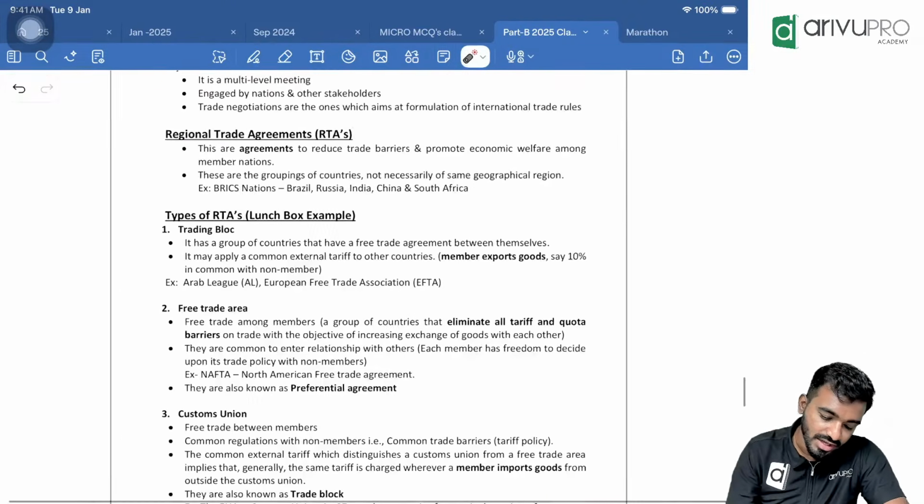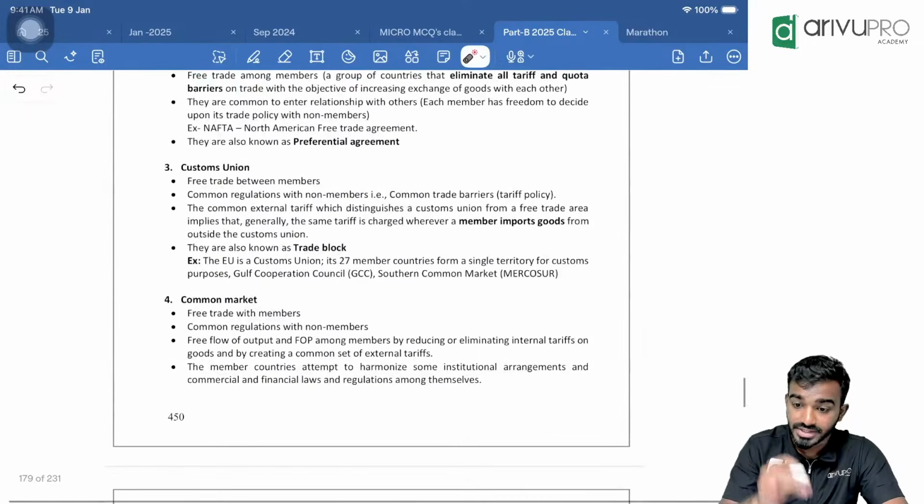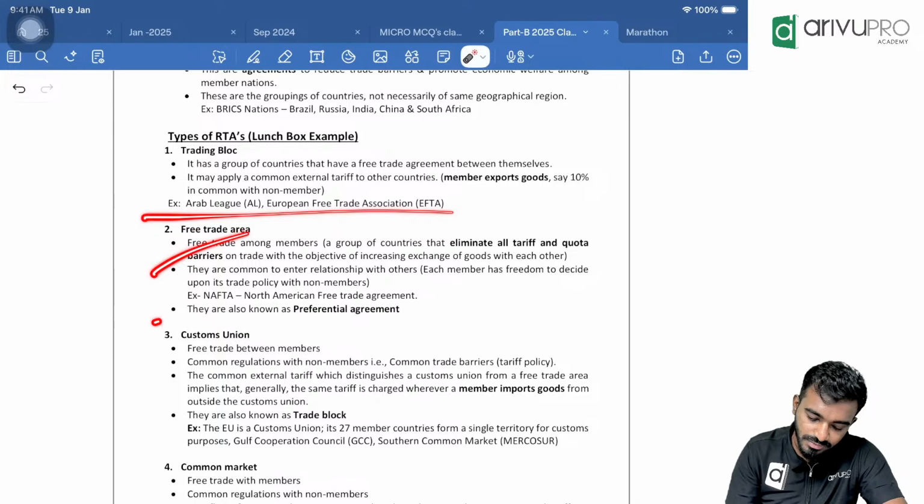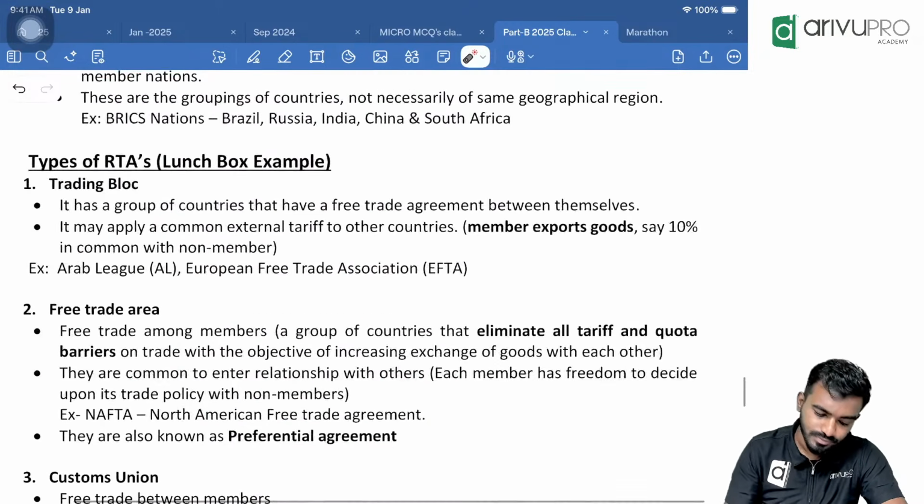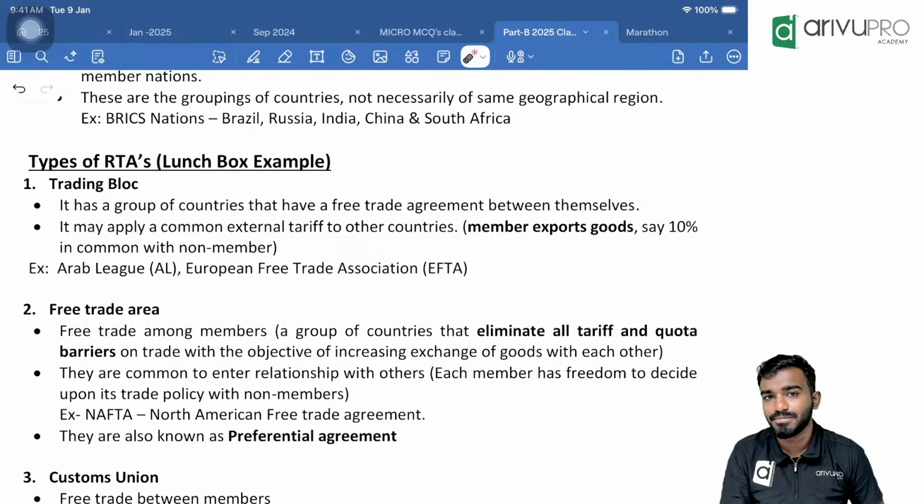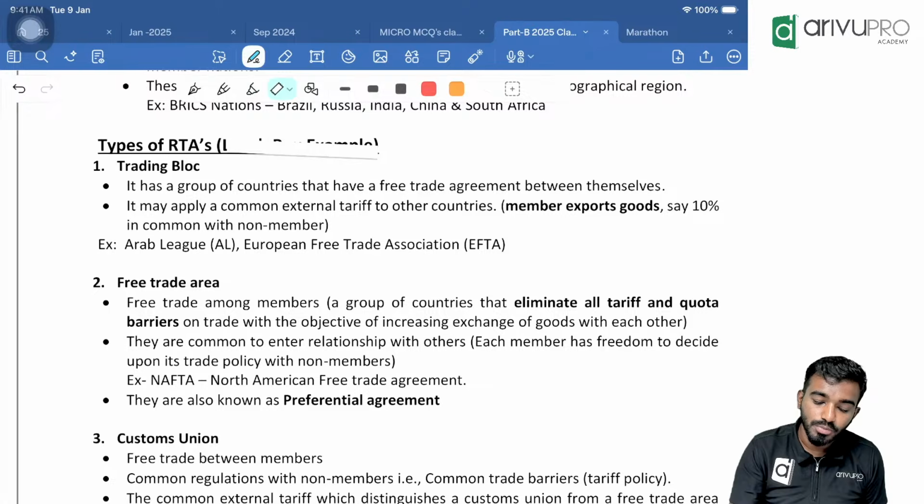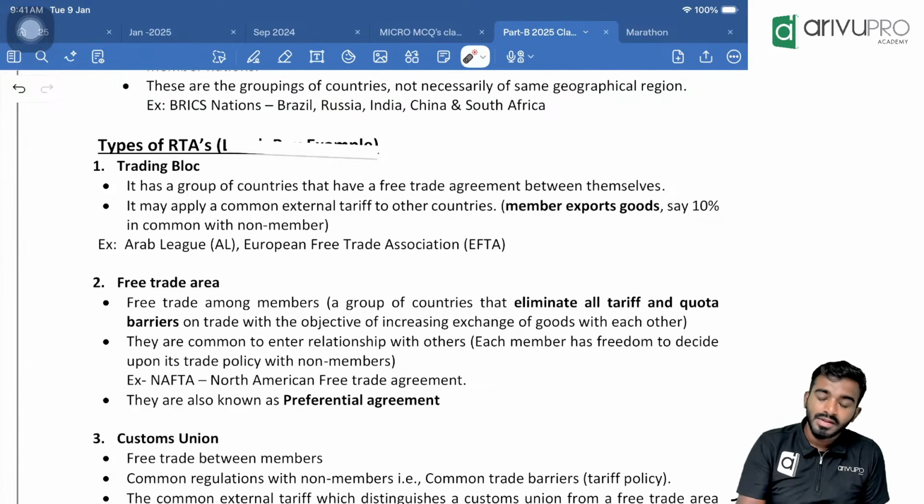And mainly there are 8 types of RTA. For these types: meaning, example, meaning, example, meaning, example. This is important. I usually call it a lunchbox example. For the moment, forget the lunchbox example. Let's say European countries, nearby countries, eliminate all kinds of barriers between themselves and have a common external tariff with any outsider. That is called a trading bloc.